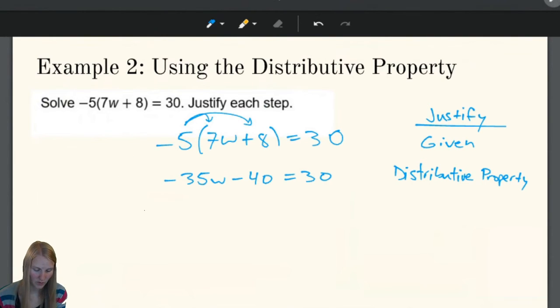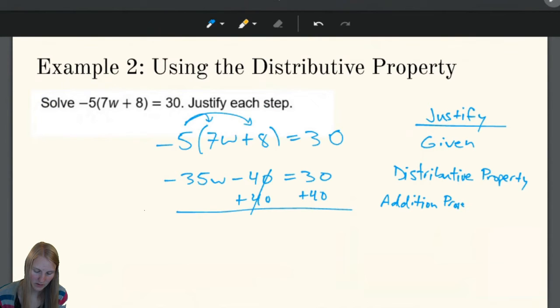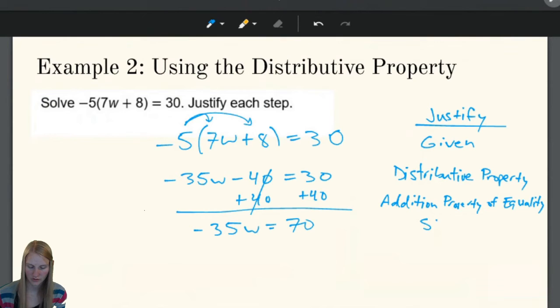Okay, next I'm going to add 40 to both sides. Why am I allowed to do that? Well, the addition property of equality. Okay, and then I have negative 35w equals 70. And remember, that was just combining like terms or simplifying, whichever you prefer.